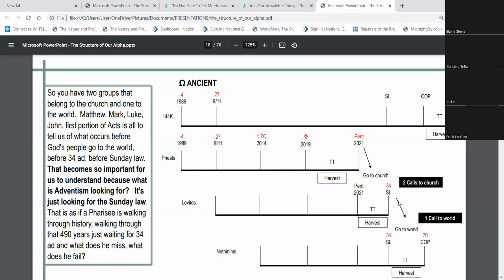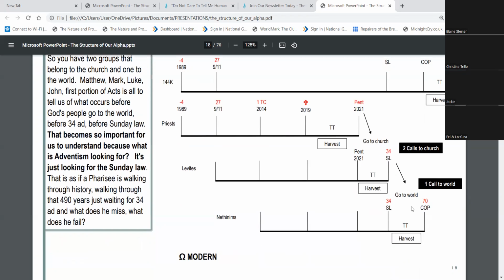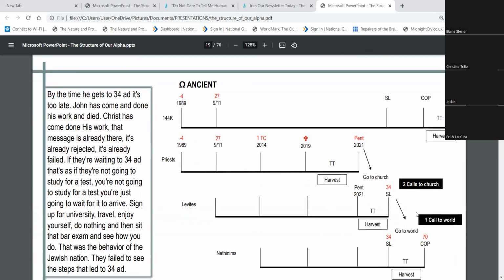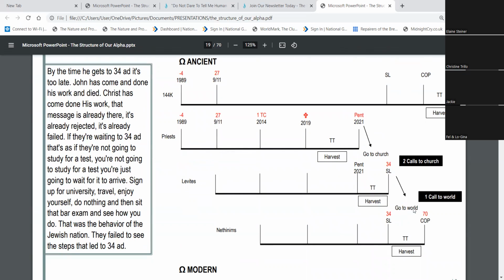That becomes so important for us to understand, because what is Adventism looking for? It's just looking for the Sunday law. That is as if a Pharisee is walking through history, walking through 490 years, just waiting for 34 AD. And what does he miss? What does he fail? But by the time he gets to 34 AD, it's too late.